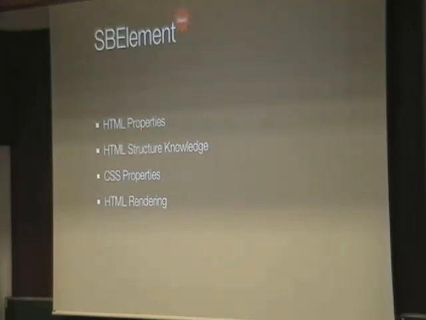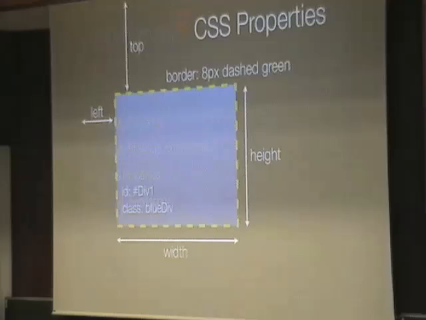It also knows CSS properties, and it knows how to render itself into HTML. So the CSS properties are like the position or the border, all that stuff, the dimensions. You can specify all that in objects, and it is rendered accordingly.